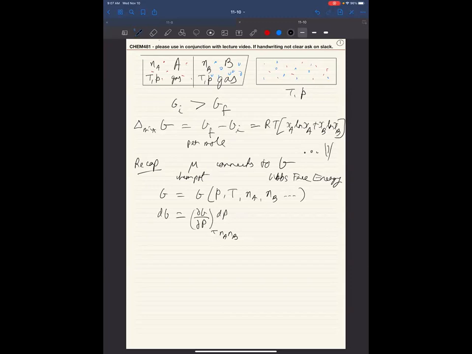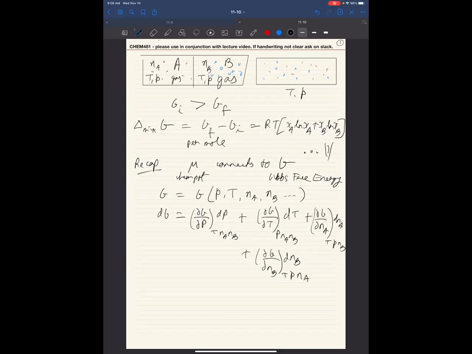Math remains same. Plus partial G by partial T at constant pressure, Na, Nb, dT, plus partial G by partial Na at constant temperature, pressure, and Nb multiplied by dNa, plus partial G by partial Nb multiplied by dNb. Okay, hopefully you remember this.